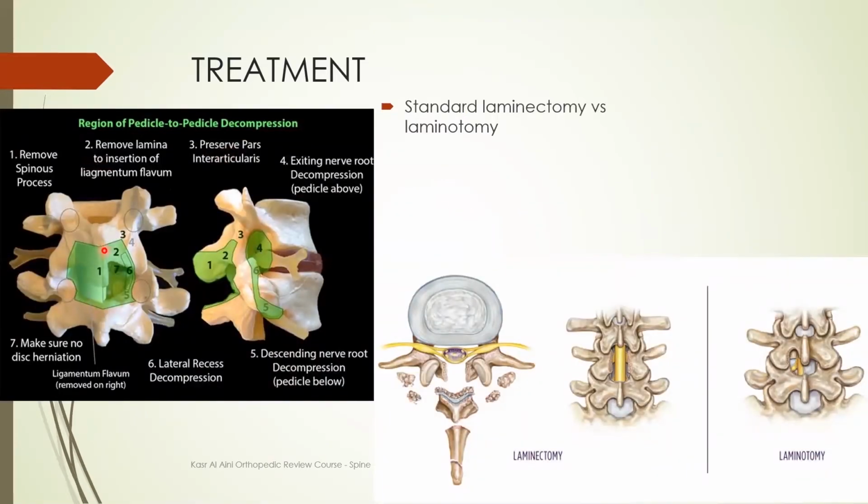This is the standard pedicle to pedicle decompression. It starts with the interspinous space by cutting the lower half of the proximal level, then remove part of the cephalad lamina till the insertion of the ligamentum flavum. Do not forget to preserve the pars, then exiting nerve root decompression, then descending nerve root decompression, finally lateral recess decompression, and make sure that there is no associated disc herniation. It can be done through laminectomy or interspinous approach or through laminotomy approach.